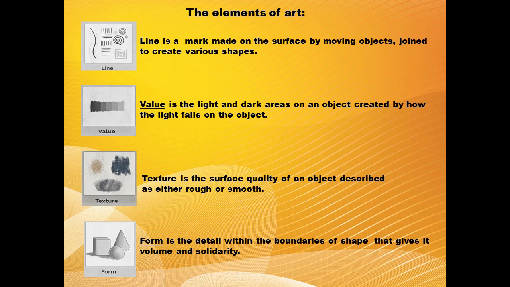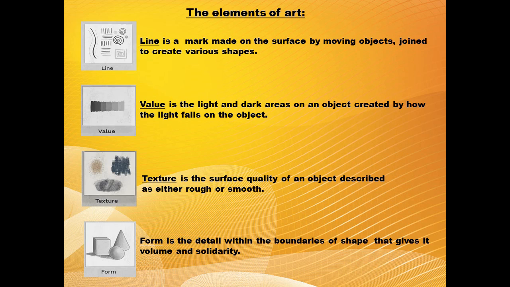And our element number 1 that we can apply is called line. Line is a mark that is made on a surface by a moving object, and these lines can be joined to create various shapes. For example, you can join two horizontal lines and a vertical one. You come up with the shape of a rectangle or a square.